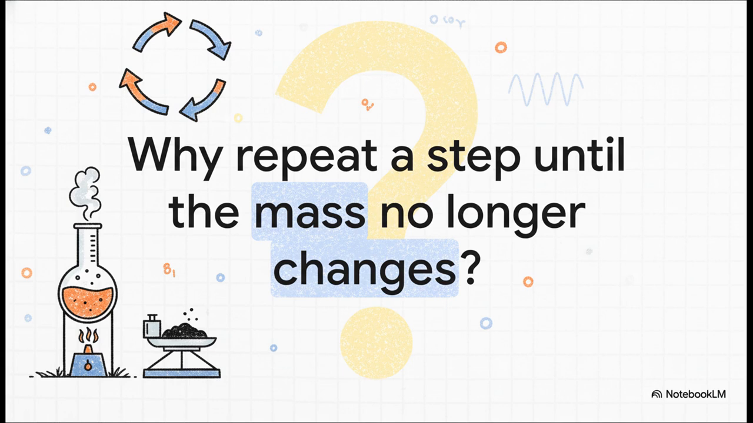First question up. It's about a classic lab technique, one you see all the time, heating something to a constant mass. So, step 8 in the procedure says to repeat the heating and weighing steps over and over until the mass stops changing. Why bother? What's the point of doing that?